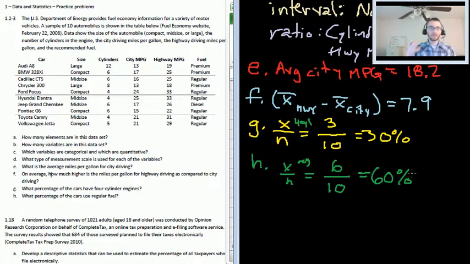Okay, so that's how we can play with data a little bit, how to enter it into Excel and solve some stuff in Excel, how to understand what the variables are and what measurement scales they use.